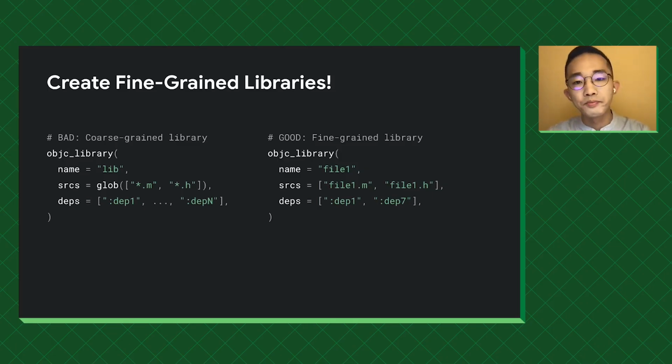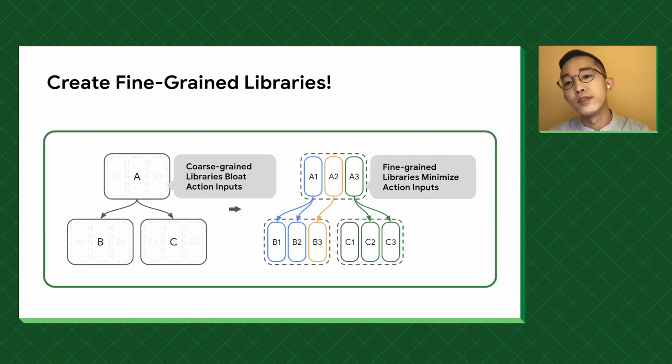To illustrate this, here are two identical build graphs. The left-hand one uses coarse-grained libraries, and the right-hand one breaks those libraries into fine-grained ones. The first one will introduce many unnecessary files to the action sandbox, say A1, A2, A3, B1, B2, B3, and C1, C2, C3, while the latter only includes the exact files needed for the action in that sandbox. For instance, when compiling A1, only A1, B1, and B2 are in that sandbox. This may sound trivial, but when you put transitivity into consideration, the size of an action input may differ by orders of magnitude.